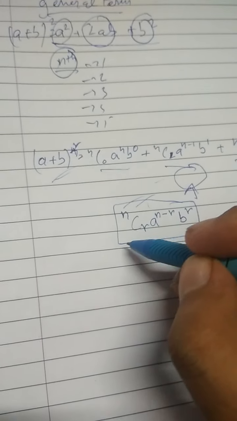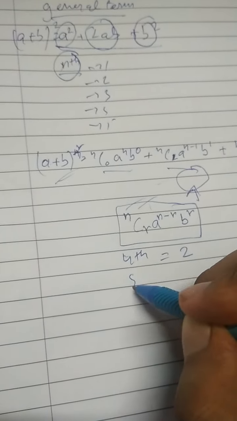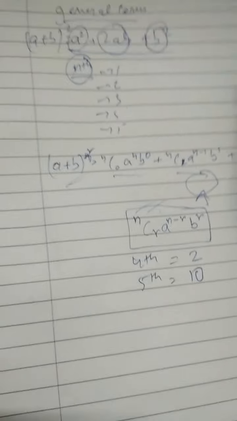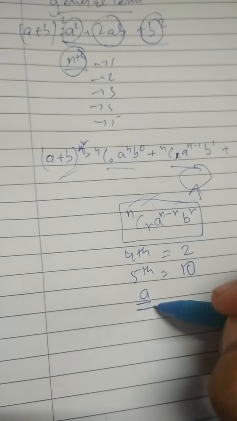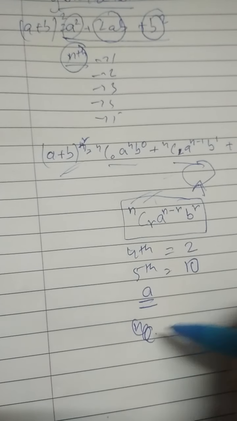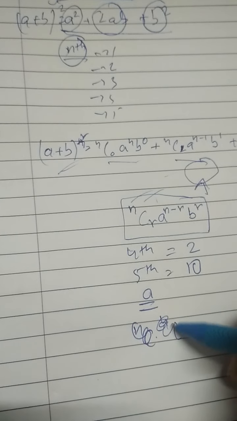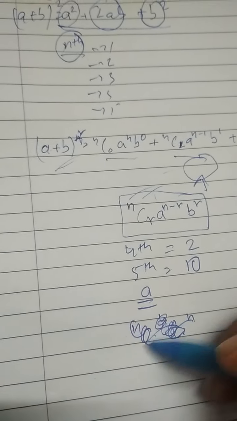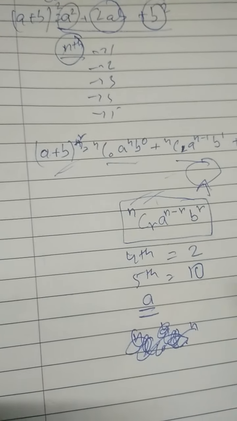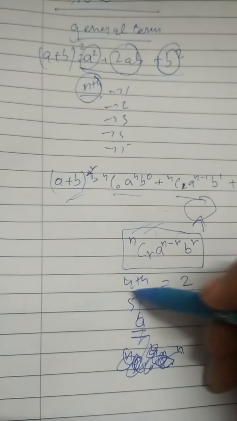So if we say that the fourth term of an expression is 2 and the fifth term of an expression is 10, now we need to find a in that expression. So we say nC4, this is the fourth term, there are n terms. Let's see this a bit later.